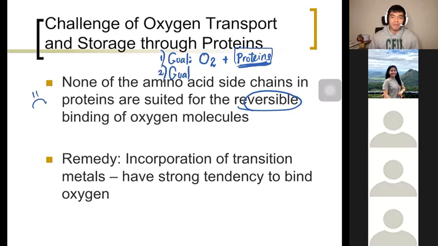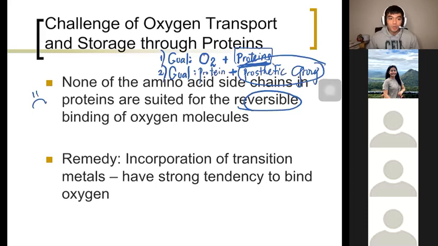Para maintindihan nyo kung bakit ganun sa dulo, okay? Bakit may heme protein. So, pangalawang goal is, kung ang protein itself ay hindi nag-give off easily ng oxygen, kailangan kabitan mo ang protein ng tinatawag na prosthetic group. Okay? Kailangan kabitan mo siya ng tinatawag na prosthetic group.